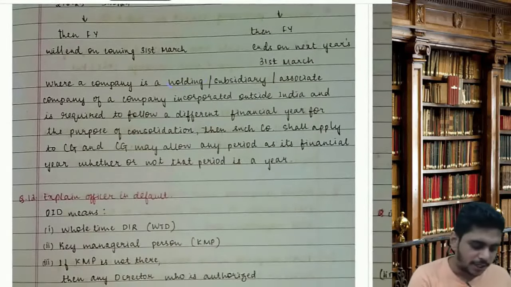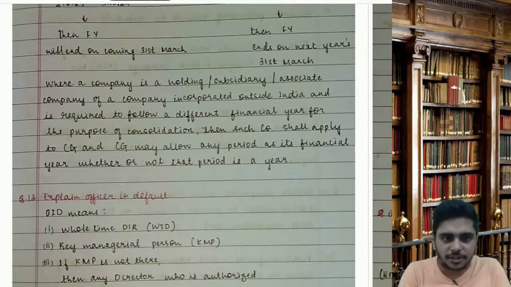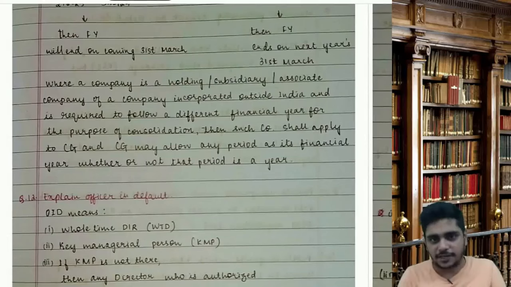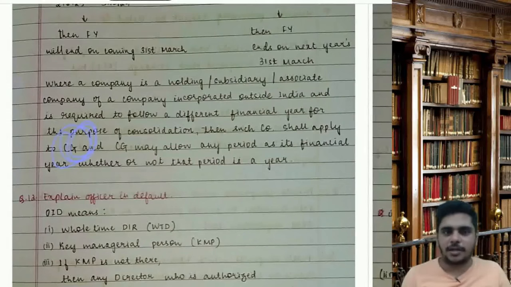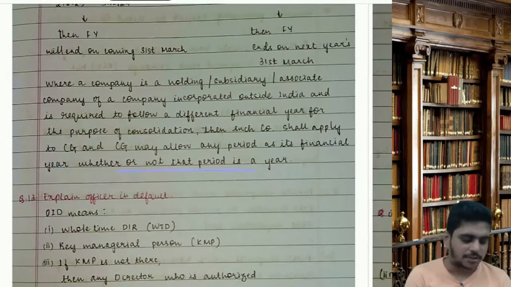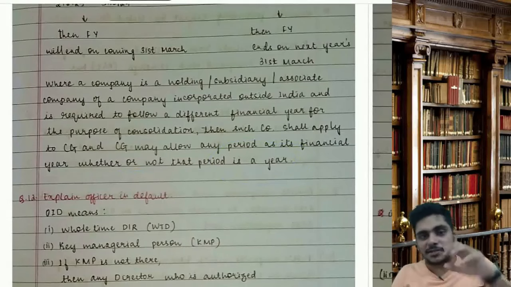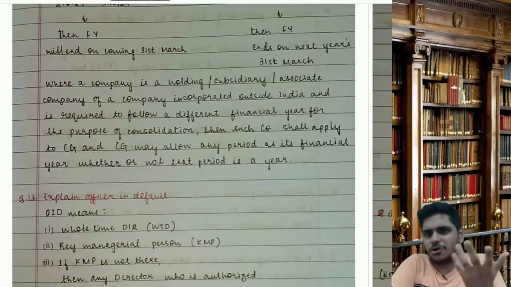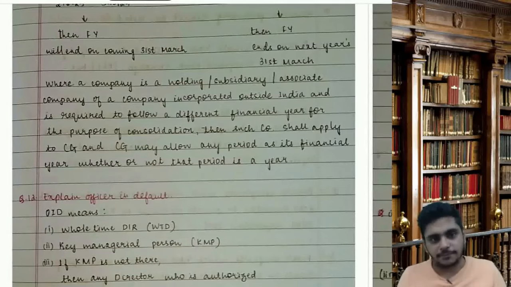Where a company is a holding company or a subsidiary company or associate company of a company which is incorporated outside India, like a foreign company's holding, subsidiary or associate is in India, and they are required to follow a different financial year for the purpose of consolidation for doing CFS, then such company shall apply to CG. And the CG may allow any period as its financial year, whether or not such period is a year. Like in UK, they follow Jan to December. In India, we follow April to March. Some countries follow a 10 months financial year. Whether it's a year or not, still it will be considered financial year. MCQ, they have to apply to CG. Okay.